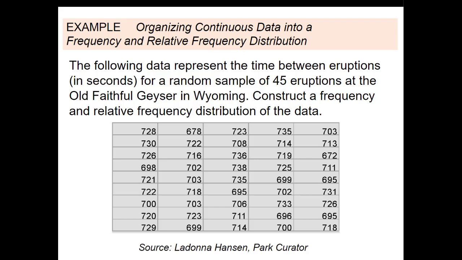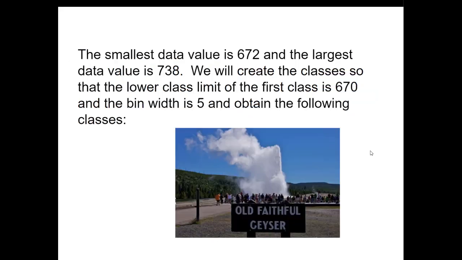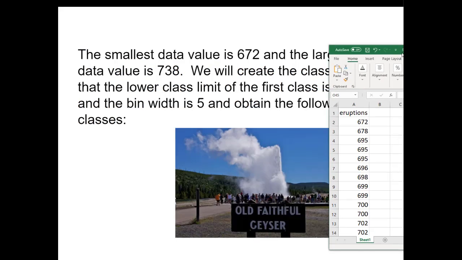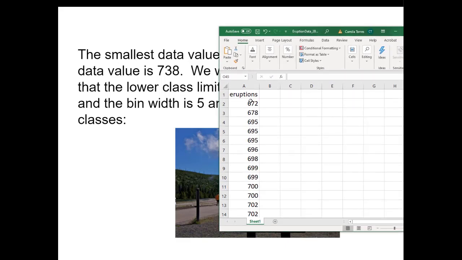So they say construct a frequency and relative frequency distribution of the data. So here's all 45 pieces of data. In order to start to organize this, I went ahead and put all this information into Excel, and I ordered it from least to greatest. And when I did so, I found that the smallest value was 672.